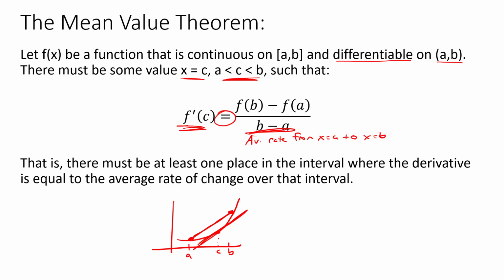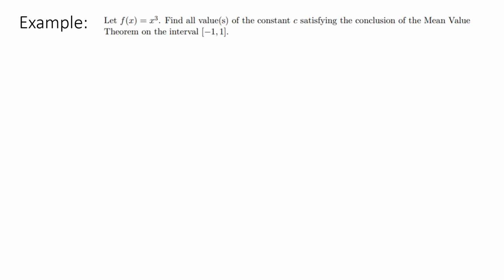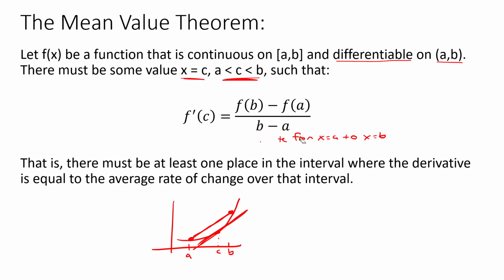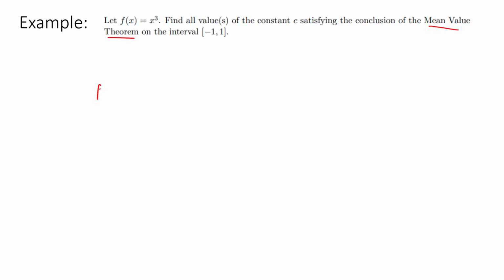Okay, but then it always comes down to what do I need to know for the test? So, how is this going to be presented to you? It would be a question like this. Let f be x cubed. Find all the values of the constant c satisfying the conclusion of the mean value theorem on the interval from -1 to 1. So when you see a question with the mean value theorem, what I recommend you do is write this thing down. You probably just want to memorize this. Ideally, you'd understand it by the test, but memorization is the first step to understanding anything.